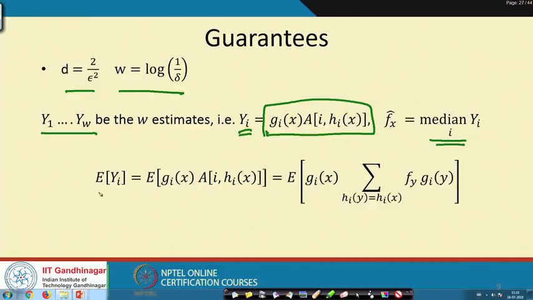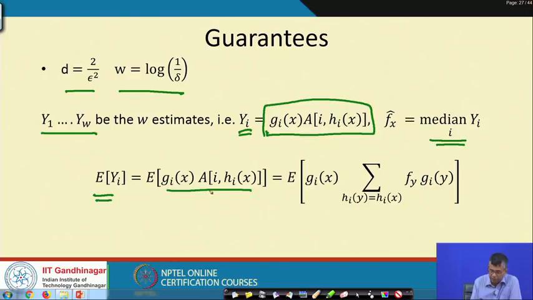So, let us at least calculate the expectation of each of these estimates. The expectation of y I is exactly this expectation, because that is the formula, and now I can expand out the A I H I of x in terms of the sum. So, what is the sum?